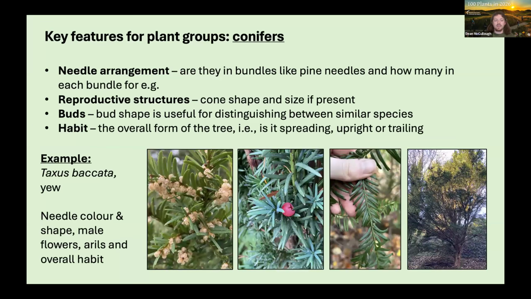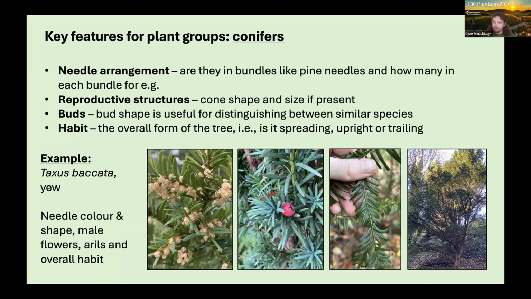Conifers. Needle arrangement is important. So are they in bundles like pine needles? Are they more 2D in shape? Are they more 3D in shape? Are they flat like yew tree is here, for example? Reproductive structures. So what do the cones look like if they're present? Are there male flowers? Are there female flowers?